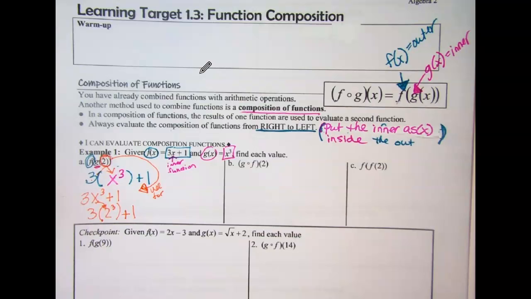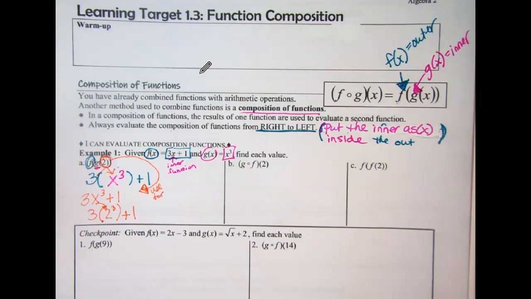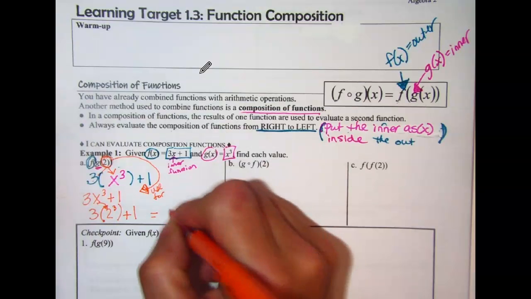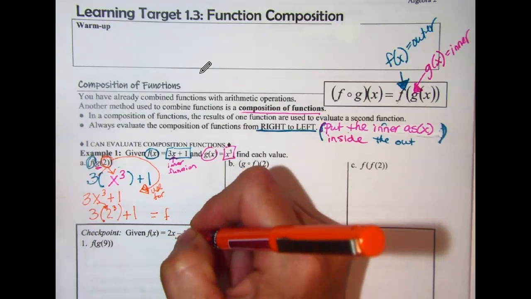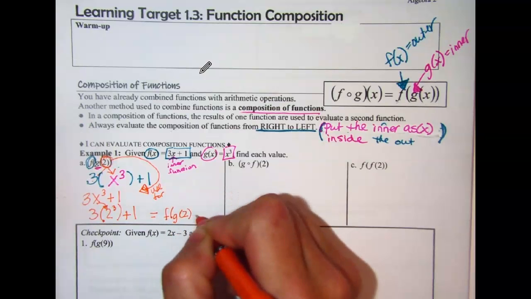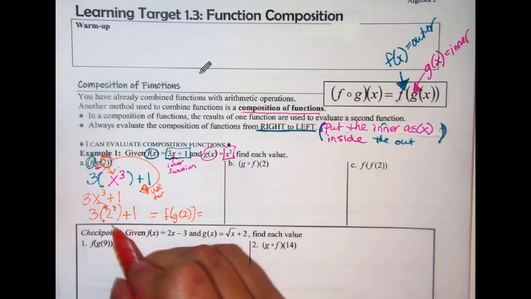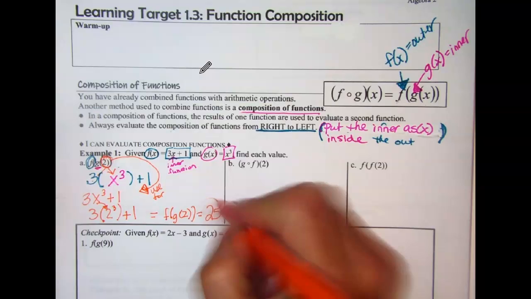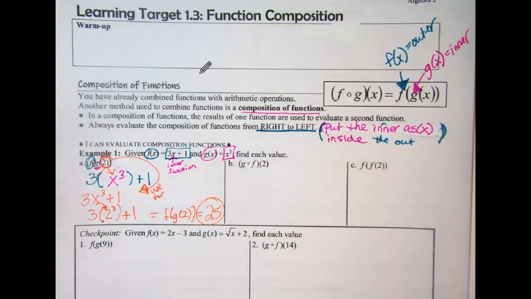So if you type all that in your calculator, you should get, and again, how we write it, function notation, we're just going to do f of g of 2 equals, our final answer would be 25. Just plugging it all in our calculator. Okay, so again, that's how I like to do it.